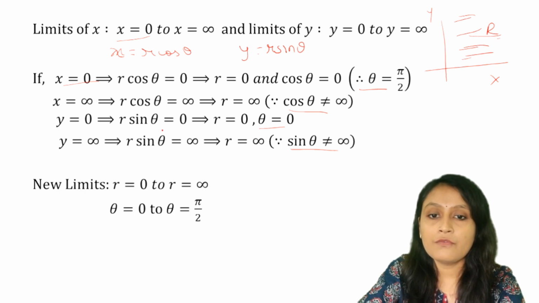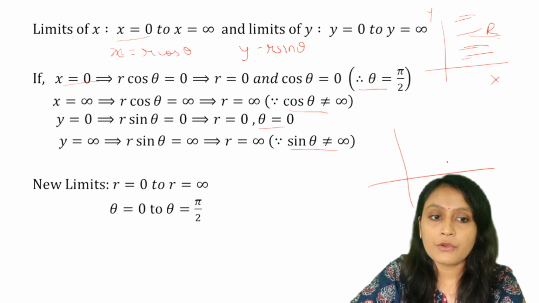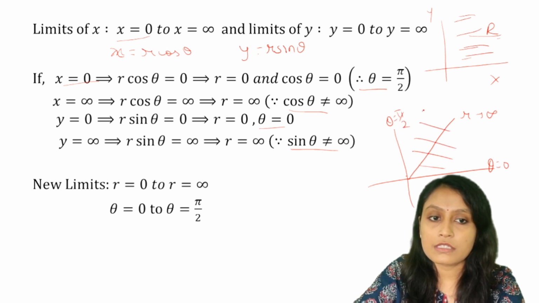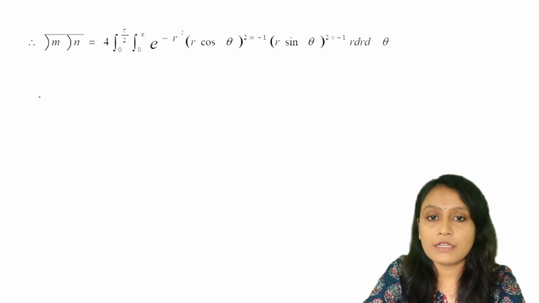Now we have the new limits: r from 0 to infinity and theta from 0 to pi by 2. So let's see in the graph. r moves from 0 to infinity and theta from 0 to pi by 2, so your region of integration is this portion. Now let's evaluate the integration.